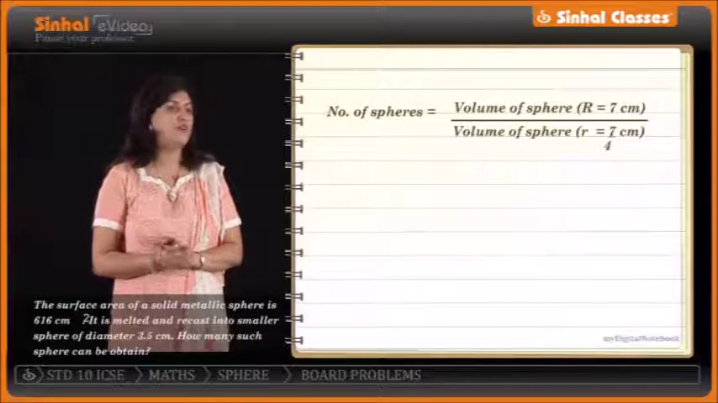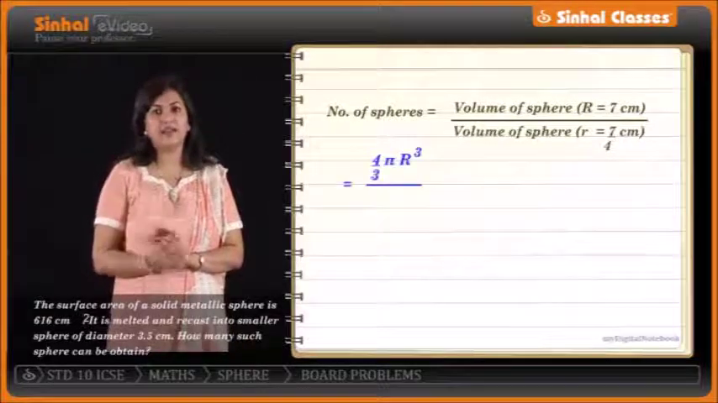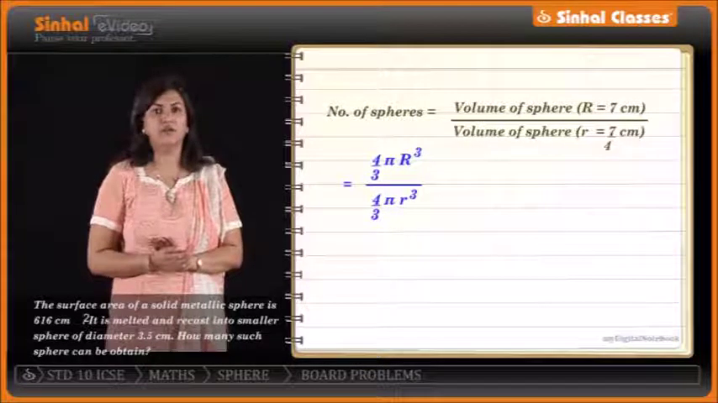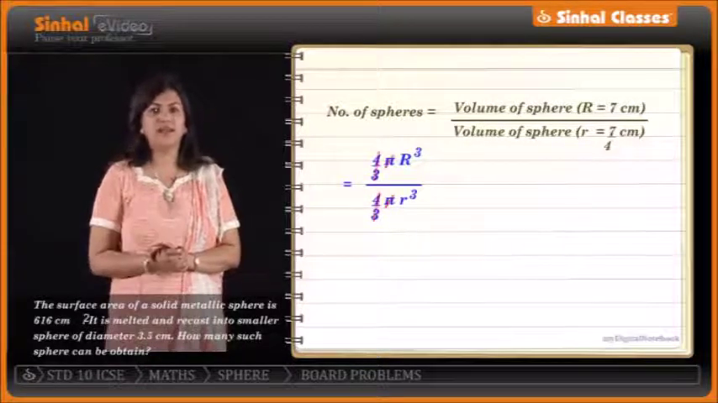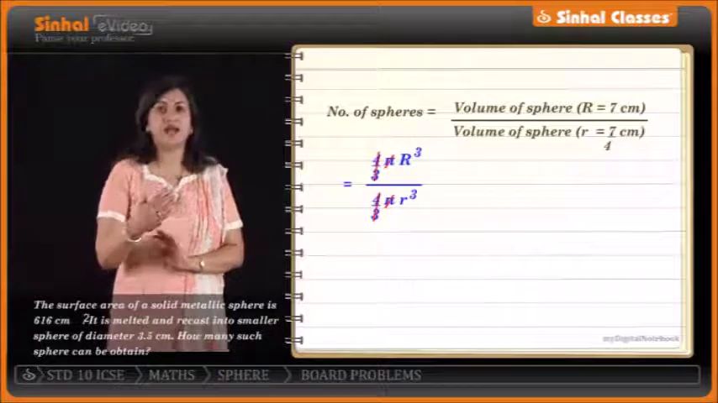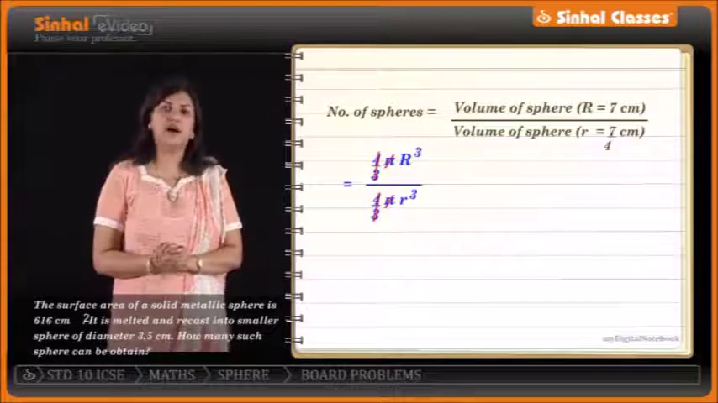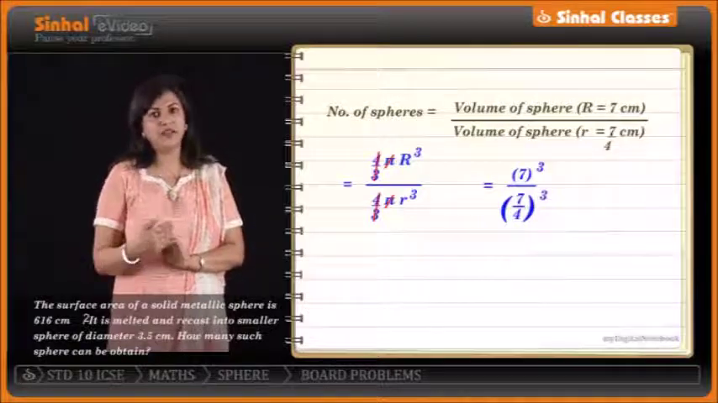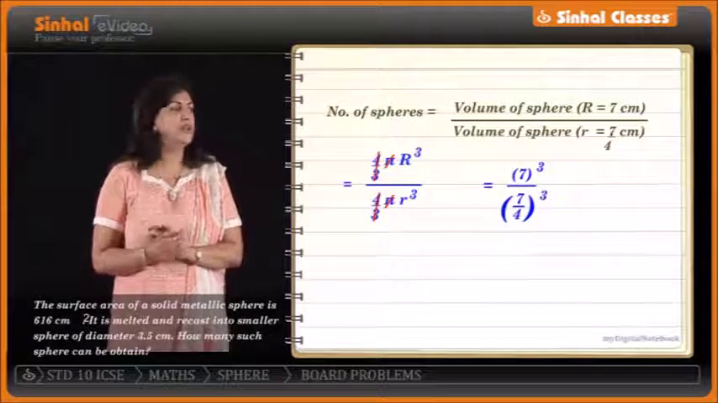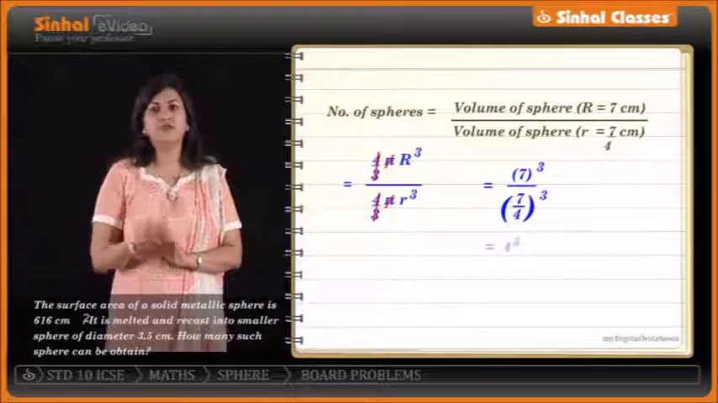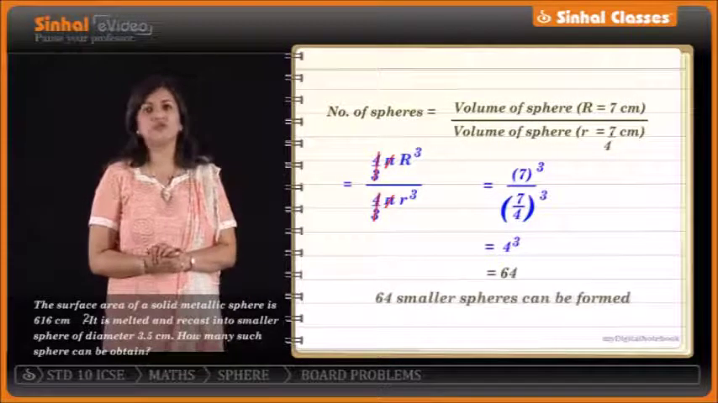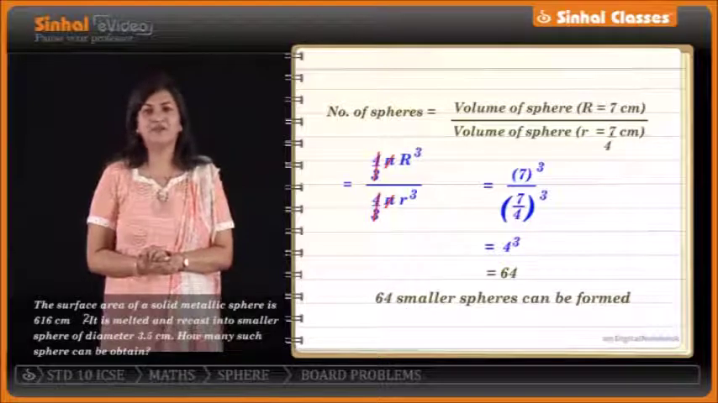So we have 4/3 pi capital R cube upon 4/3 pi small r cube. Now 4/3 pi cancels. We have capital R cube upon small r cube. That is 7 cube upon 7/4 cube. Simplify this to get 4 cube, that is nothing but 64. So 64 smaller spheres can be formed.